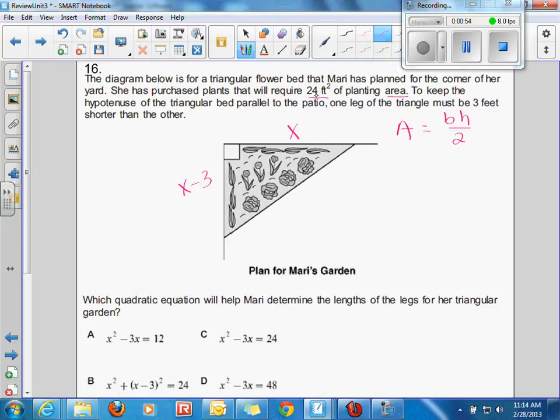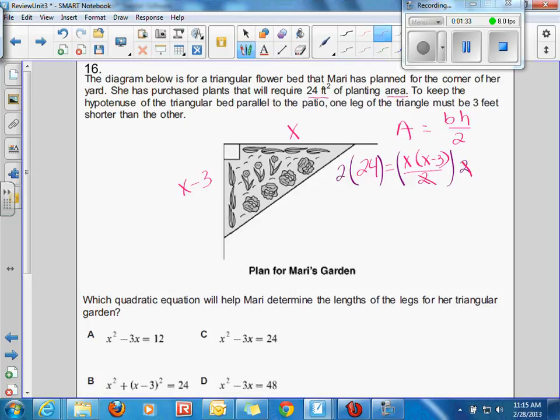So now I'm going to use that the area is supposed to be 24, and I'm going to set up an equation, and that's what we're looking for because our multiple choice down here is equation. So the area is 24. That's the base times the height divided by 2. In order to make this easier to solve, I'm going to multiply both sides by 2 because none of my answers have fractions like this. I'm just going to work until I see a choice that looks like what I have.